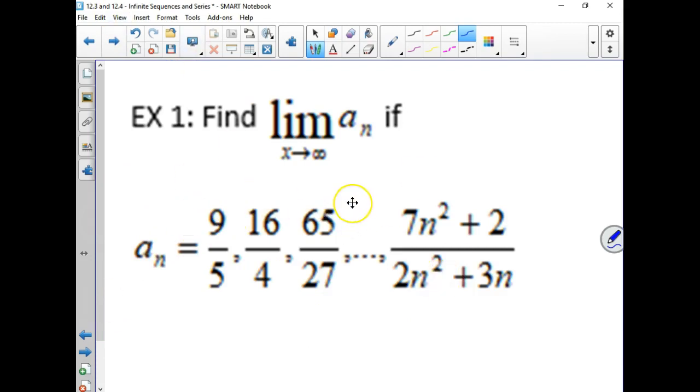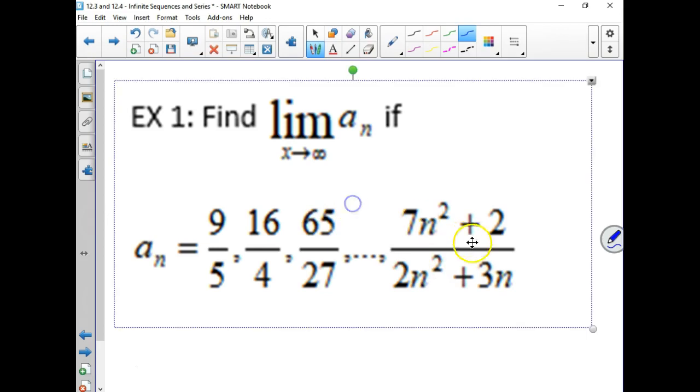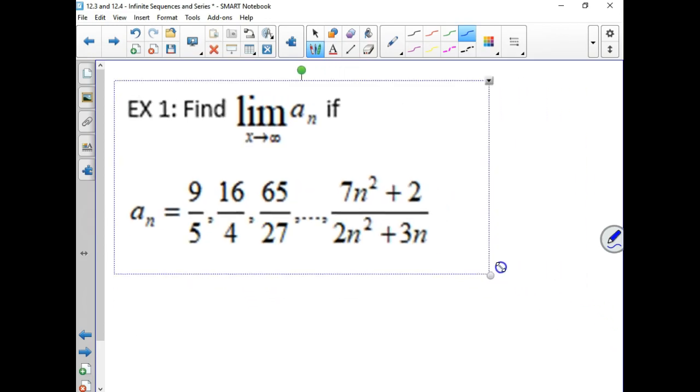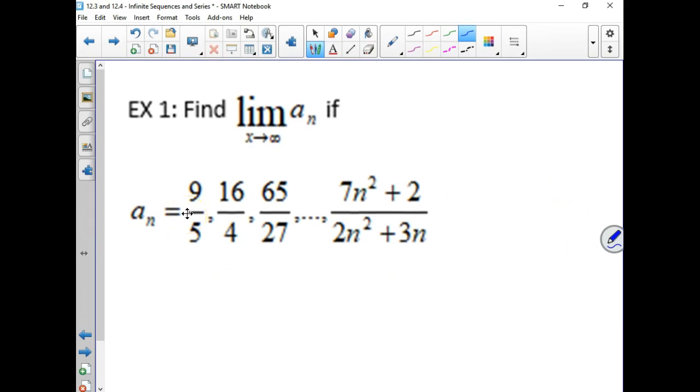That's just so fuzzy. I copied and pasted it. Alright, so the reason I phrased this one like this is because our textbook does this. It's telling you to find the limit as x approaches infinity of a sub n if, and then it gives you this list, 9 over 5, 16 over 4, 65 over 27, and it gives you the 7n squared plus 2 over 2n squared plus 3n. This is the part you need.